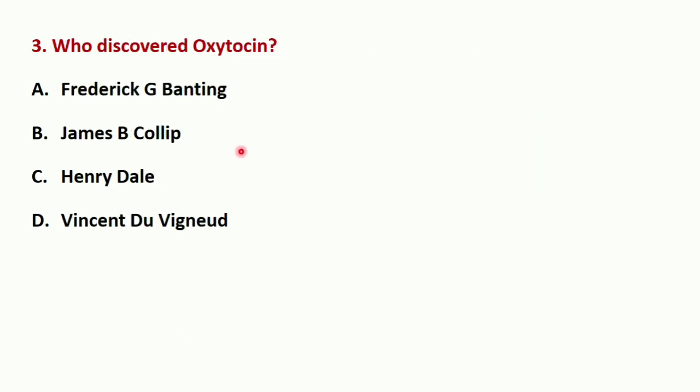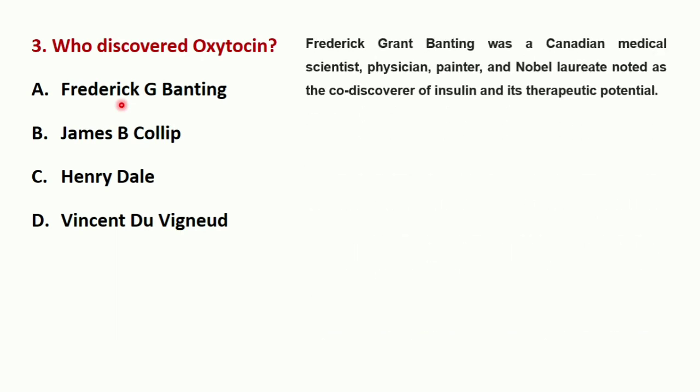And next question, who discovered oxytocin? They have given different scientist names, so we can see one by one what each scientist discovered. Frederick G. Banting was a Canadian medical scientist, physician, painter, and Nobel laureate, noted as the co-discoverer of insulin and its therapeutic potential. So we can observe this scientist, Frederick G.